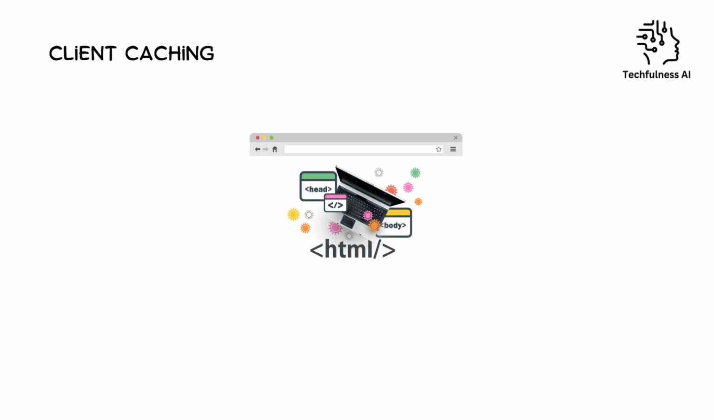We start with client caching. Client caching, also known as browser caching, involves storing resources such as HTML, JavaScript, and images locally on a user's device, typically in their web browser, for a specific page. When a user revisits a web page, these resources can be retrieved from the local cache instead of re-downloading them from the server.